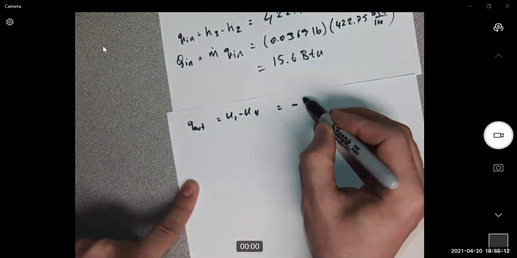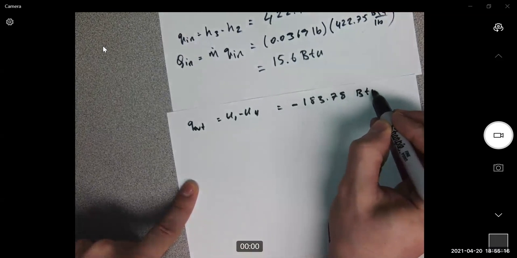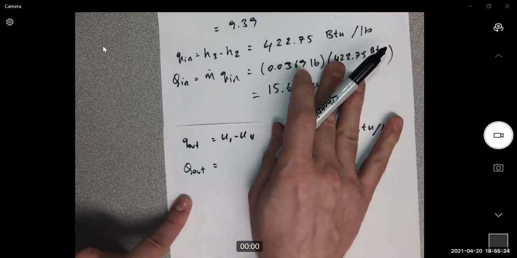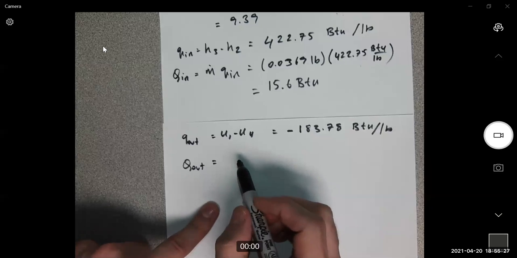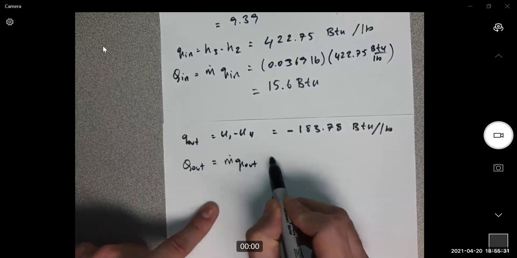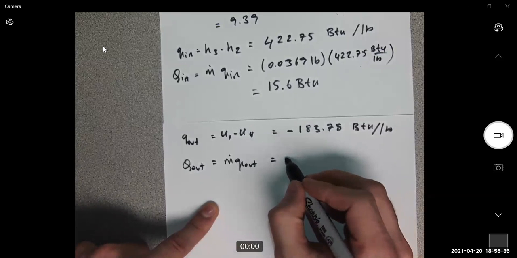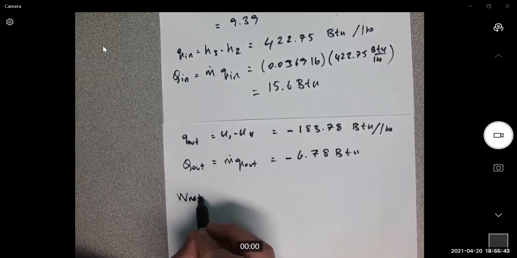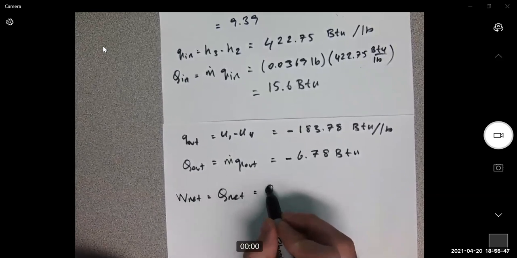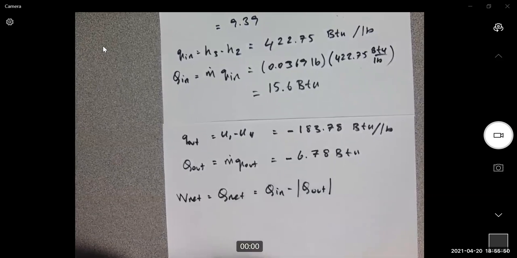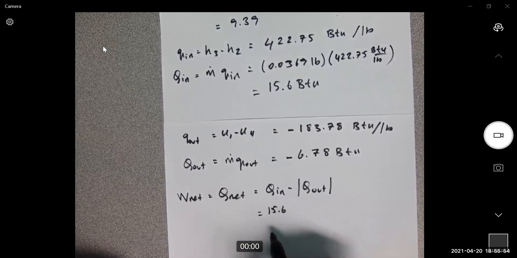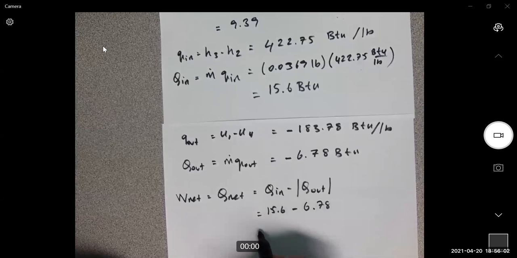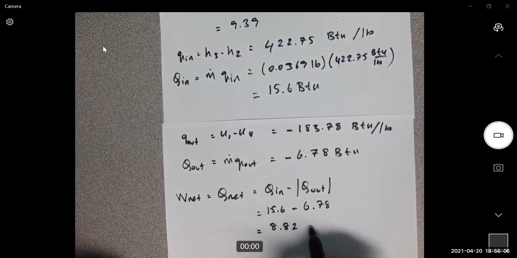u1 minus u4 is minus 183.78 BTU per pound. You're asked to find the work in BTU. I'm finding my total heat in and heat out. Then Q out will be minus 6.78 BTU. And work net is equal to Q net, and Q net is Q in minus Q out. Qin is 15.6 minus 6.8. Work net is 8.8.